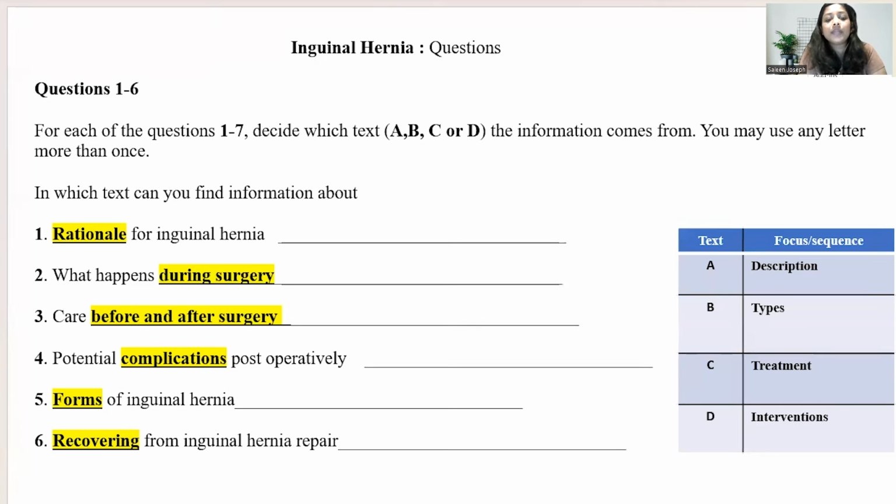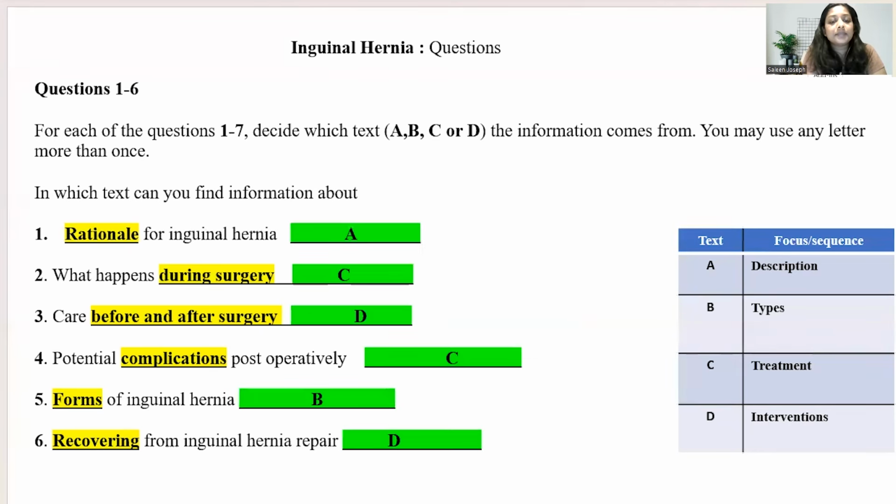Fifth one, forms of inguinal hernia. Sixth one, recovering from inguinal hernia. Done? Okay. So you can check your answers.